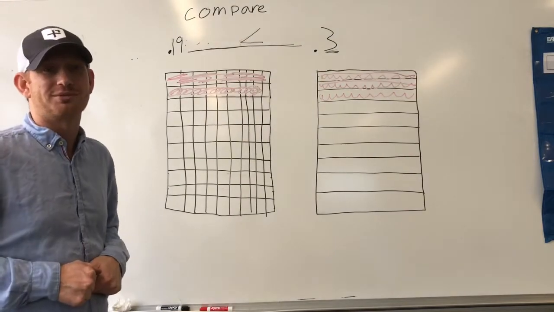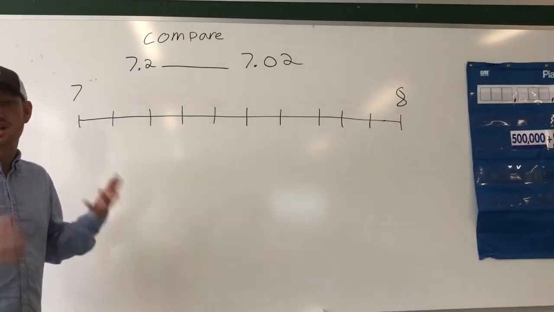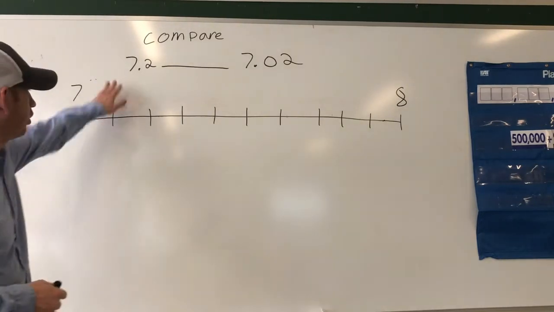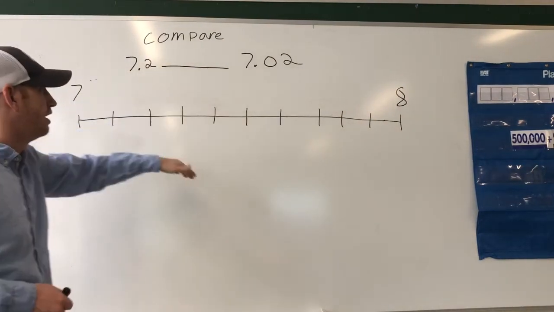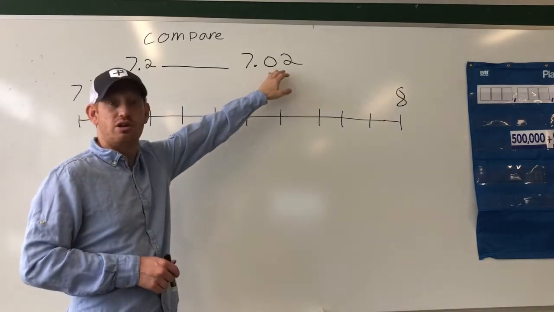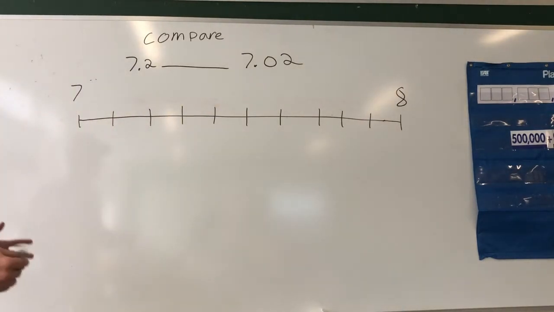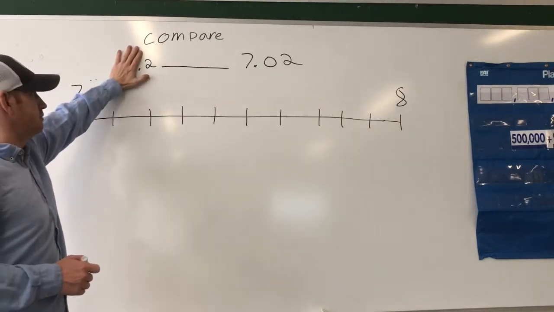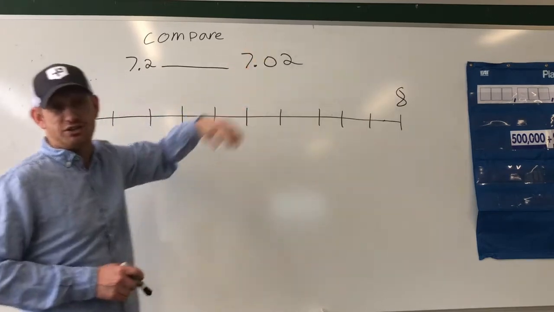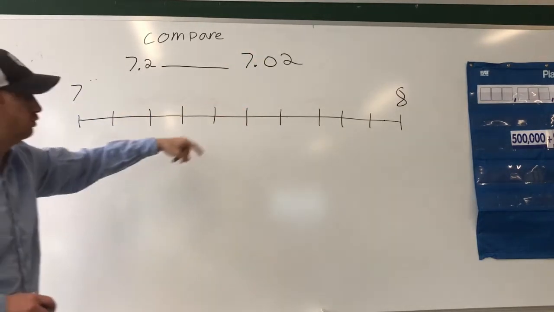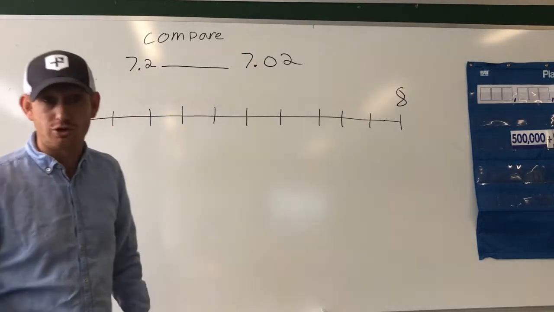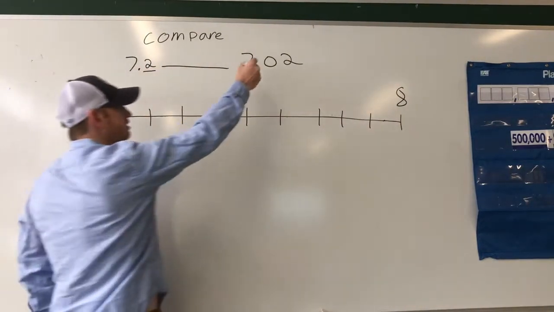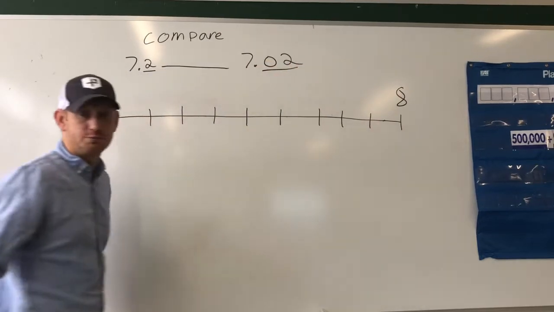Let's try one more. Now we're going to compare two decimals using a number line. The two decimals that we're going to compare are 7.2 and 7.02. Now, the whole number in front isn't super important. It could have been 0.2 and 0.02. It could have been 100.2 and 100.02. What we're really comparing here is 0.2 versus 0.02.